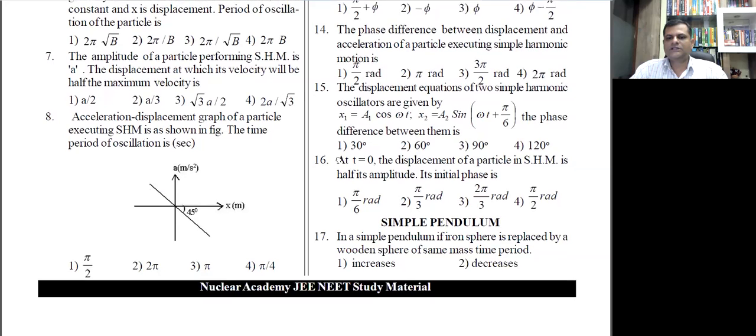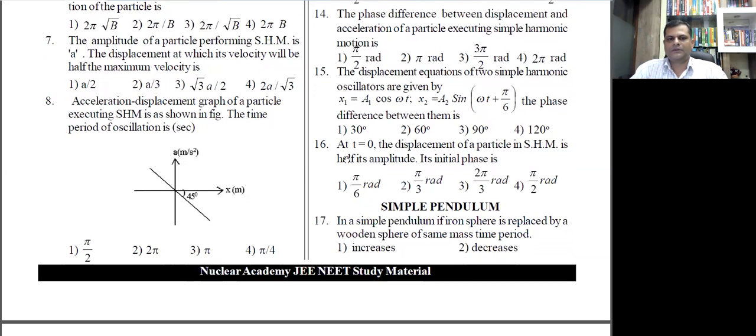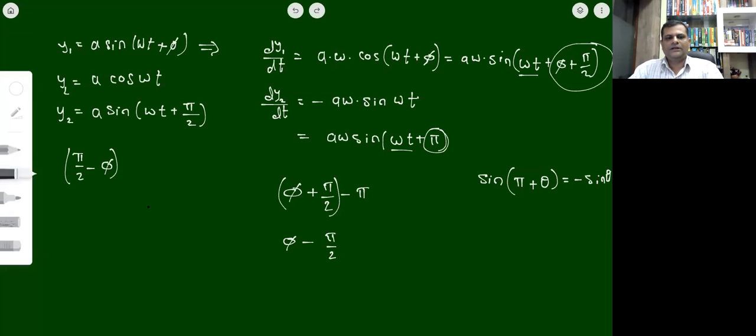Let us try the 16th one. At time t equal to 0, the displacement of the particle is half of its amplitude. Then its initial phase will be pi by 6 radian. Just check. At time t equal to 0, the displacement is going to be half of its amplitude, meaning half of a. We have that x is equal to a sin(omega t plus phi), correct.